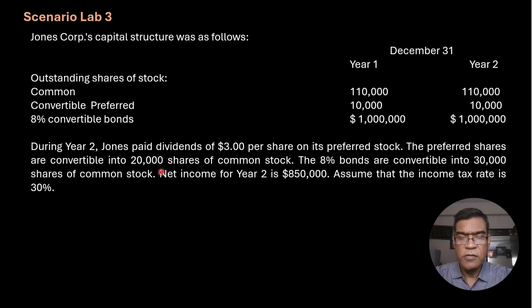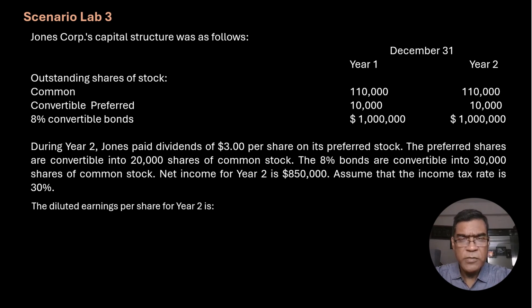If you issue these 20,000, you need not pay the dividend, right? Because the convertible preferred stockholders will become common stockholders. So you don't need to pay 3 times 10,000, 30,000. Like that, 8% bonds are convertible into 30,000 shares of common stock. Now currently it is 1 million. If you issue 30,000 shares to them, they will become common stockholders. So in that case, no convertible bonds will be outstanding, and you are not going to pay any interest to them, right? Because 8% on 1 million, you pay every year as interest expense. Net income for year 2 is 850,000. Assume that the income tax rate is 30%.